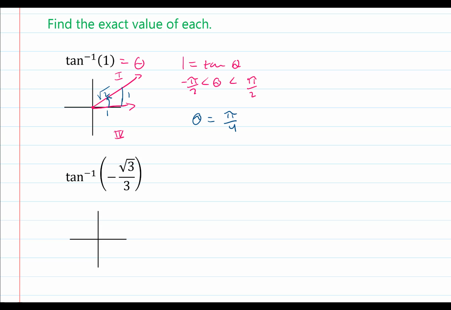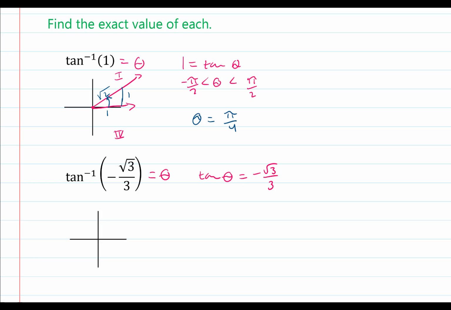Moving on to the next problem, I have inverse tangent of negative square root of 3 over 3, and I'm going to let that equal to the variable theta. I'm now going to take the tangent of both sides, so what I get is tangent of angle theta is equal to negative square root of 3 over 3.